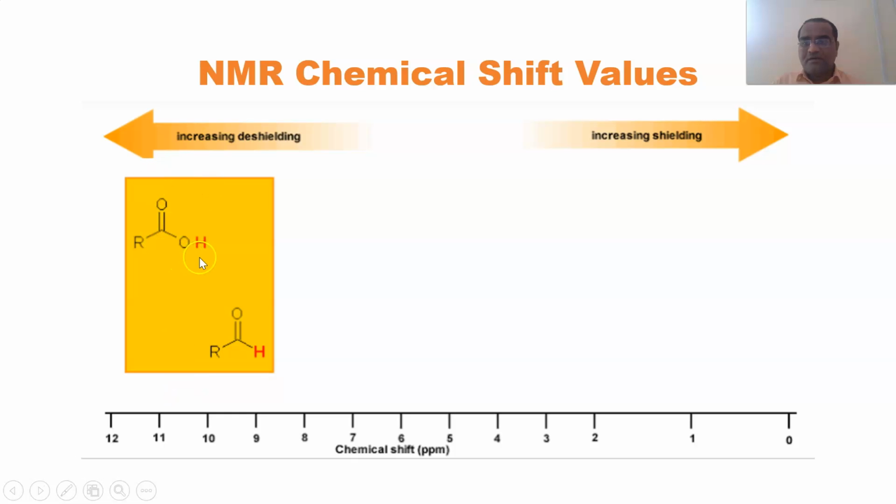So the highest delta value is for the carboxylic proton, which comes around the region of 10. Depending on what type of electronegative atom it is having, it will show either shielding or de-shielding. Whenever an alkyl is substituted with an electronegative group, it will be more de-shielded. And the second proton is the aldehydic proton, which comes in the range of 9 delta ppm.